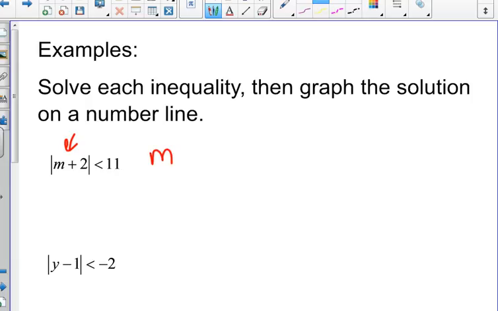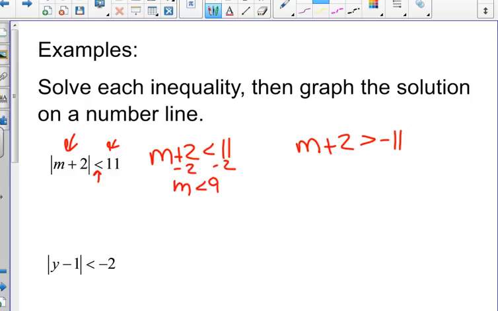So you set it up as m plus 2 is less than 11, and then you have to change this to a negative. So if you change that to a negative, you must also flip the sign. It's like multiplying by a negative number, or a negative 1. So you must flip the sign. So you're going to say m plus 2 is greater than negative 11. Okay, so then you're going to solve it just like any other thing. You're going to subtract 2. m is less than 9. And then you're going to subtract 2. And you get m is greater than negative 13.